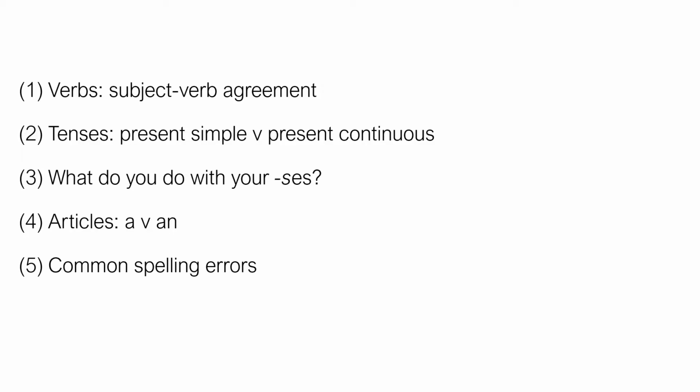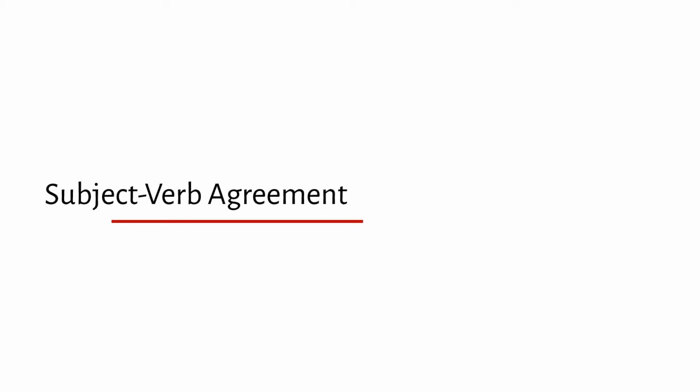Now these are things that basically really drastically lower your mark, right? If you make one of these mistakes, you'll probably have a 4 or 3 on the language part of your formal letter. So these are things to look at. So let's start with subject-verb agreement.